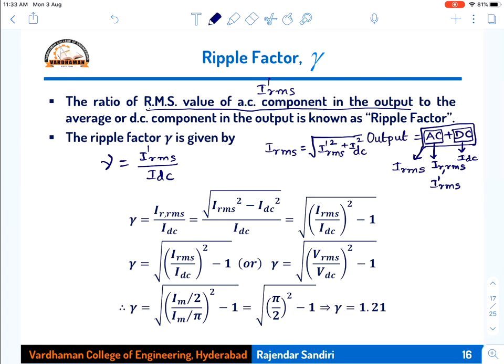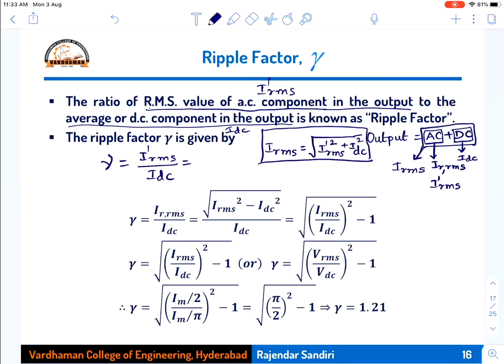I'll write this separately. So the average or DC component of the output is IDC. Okay, so this is the relationship between IRMS, I dash RMS, and IDC. Now, what I actually want is I dash RMS. How do you rearrange this equation, which I have written in the square box, so that I get I dash RMS? If you square on both sides, the square root will cancel: IRMS square is equal to I dash RMS square plus IDC square. Then I dash RMS is equal to under root of IRMS square minus IDC square.